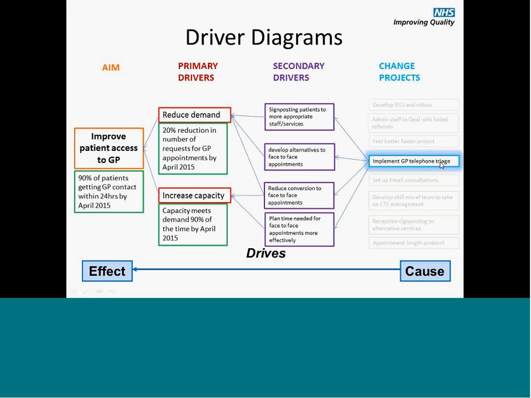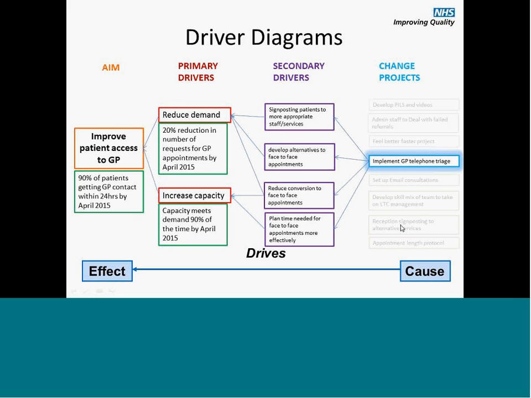So Emmanuel, the diagram reads from right to left, and it's a hypothesis saying if we implement telephone triage on the right here, then we will be posting patients more effectively, we'll be reducing conversion to face-to-face appointments, we'll be planning time better. And those things will contribute to what we think really needs to happen, which is a combination of increasing capacity and reducing demand. So if you want to improve access, you've got to do those two things. And we think that by doing this, we contribute to this, we contribute to this, we contribute to our overall aim. And we're going to measure it and see if it works.